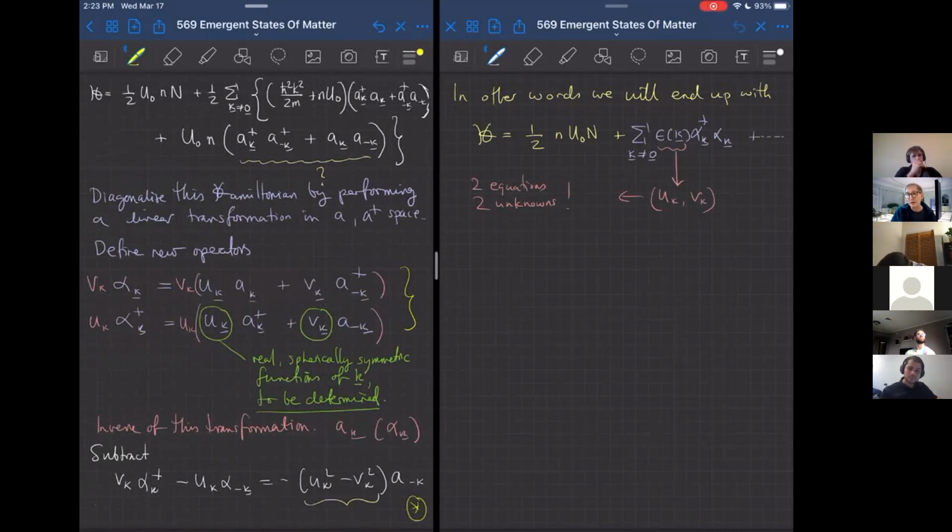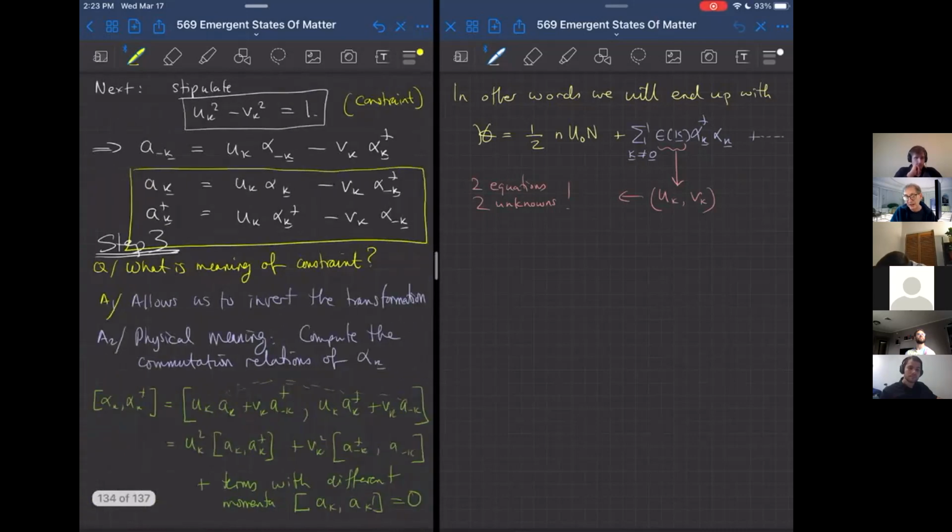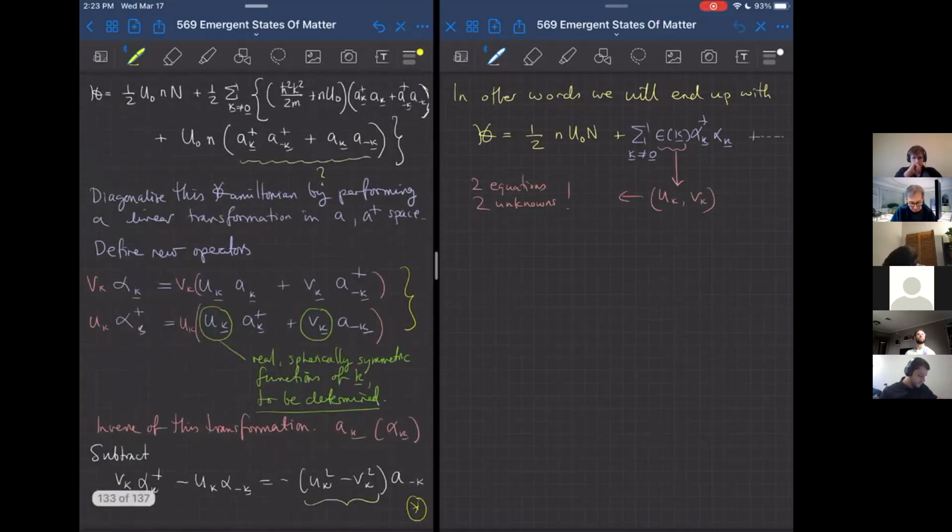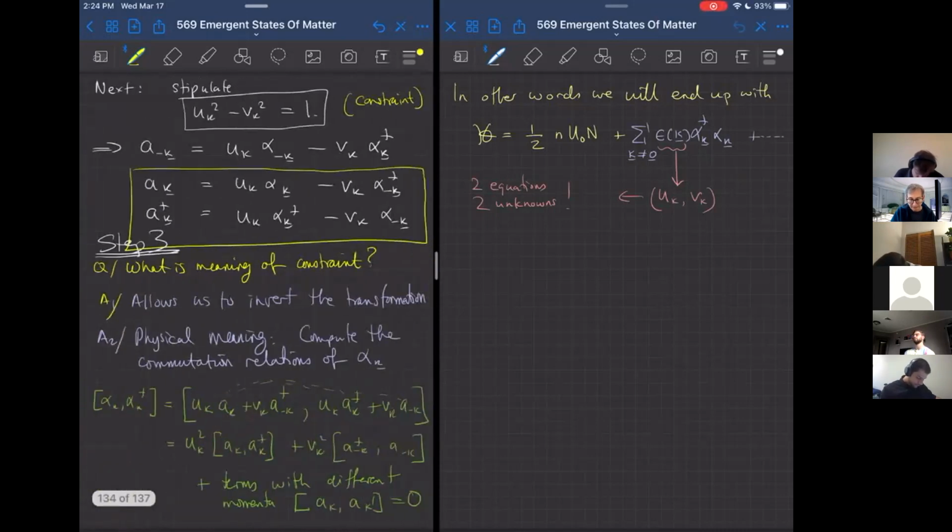We've got two unknowns, and we can apply some constraint of our choosing. So let's choose U_k squared minus V_k squared to equal 1. Why not? Let's just do that. Of course, that makes it very easy for us to invert this transformation, because it means I simply now have a formula for the A's. This is the equation star back down here on the left page. I now have A in terms of alpha and alpha dagger, which is what I wanted to invert the transformation. In the middle of the page you can see the result of inverting that transformation.